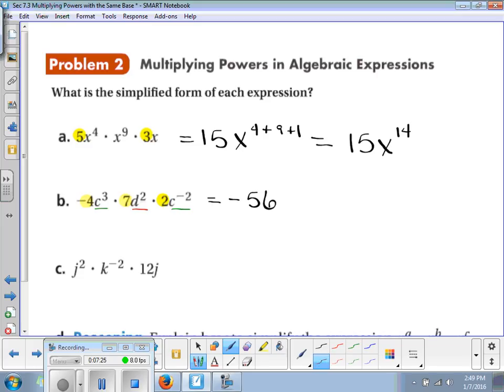So we're going to get C to the 3 plus negative 2. We're going to show our work, right? And then D to the second. Oh, because we didn't have to do anything to that. So you're going to show your work by showing what you're adding, right? So our final answer, negative 56 C to the first. Do I have to write a 1 there? No. D squared.